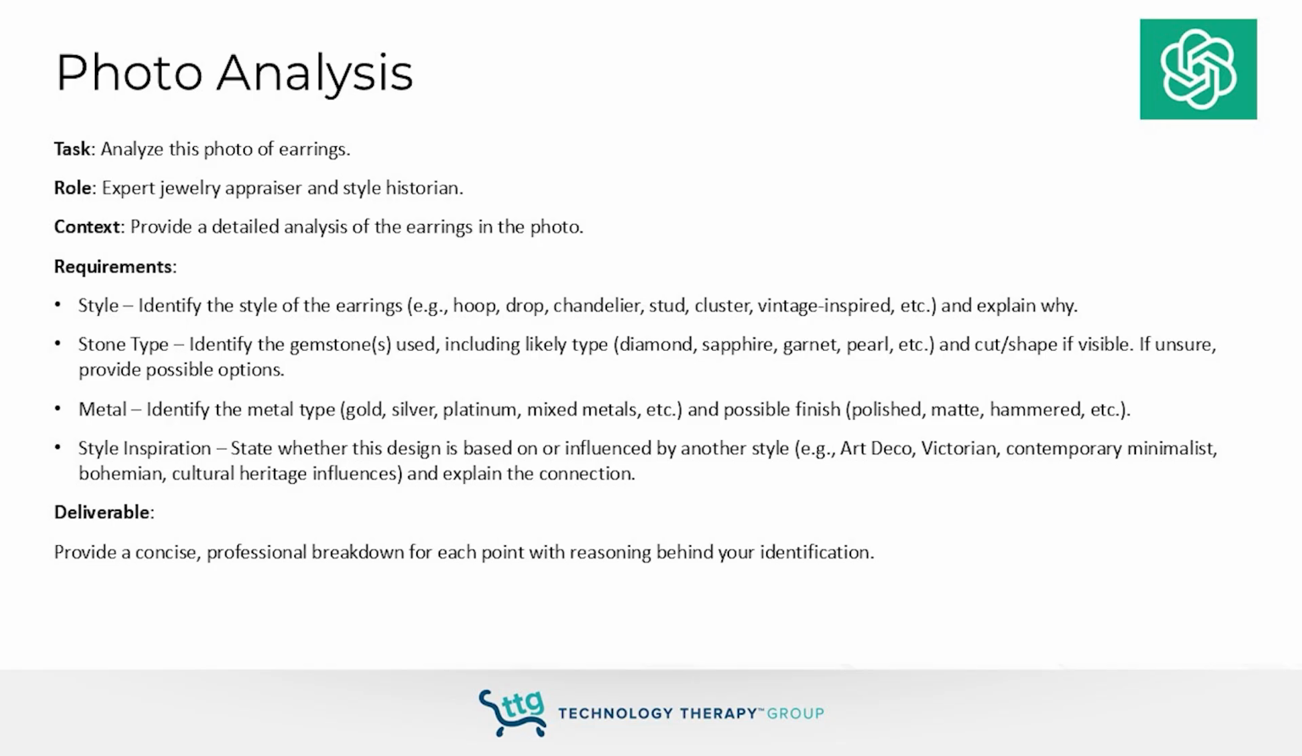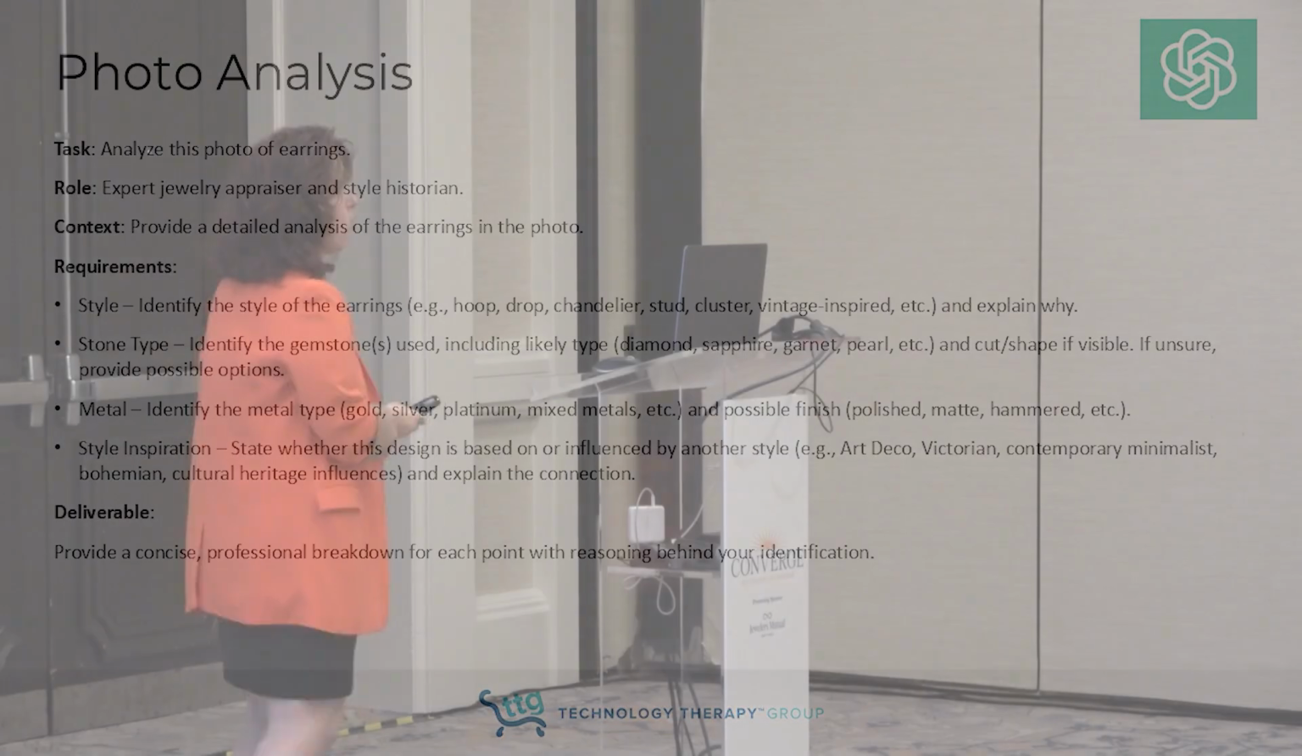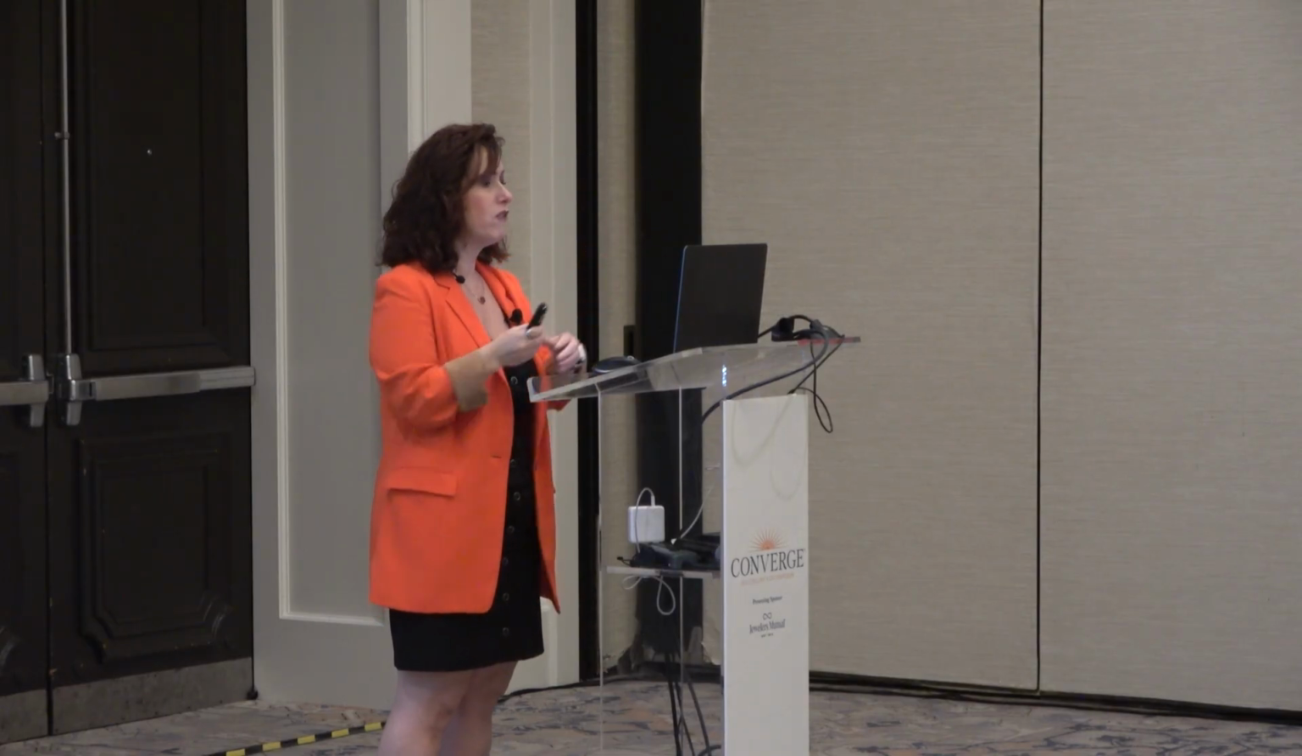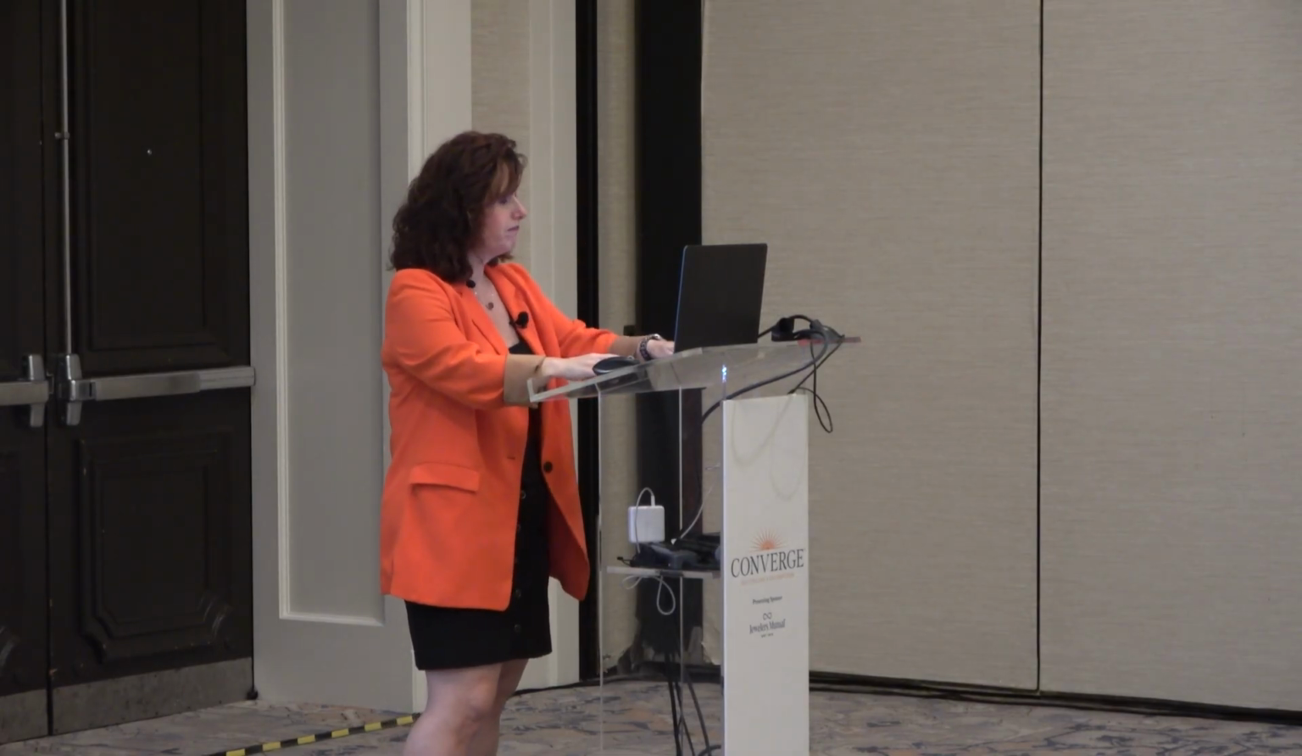Okay, but here is the point. Context: provide detailed analysis of earrings in the photo. And then I gave it requirements. I wanted to know the style. I just wanted to understand it. I wanted to know the stone type, if they could tell. I wanted to know the metal, the style inspiration. And then I said, you know, give me some ideas. So it broke it down here, influenced by another style like Art Deco, Victorian, and then provide a concise professional breakdown for each point. I gave you Claude's. Claude's are so much more in depth. If you ever want to look at that, that's on your prompt sheet.